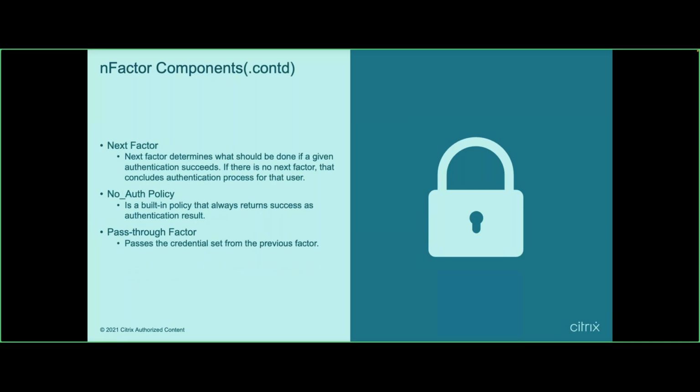So these are your next factor options: no authentication policy and pass-through. The next factor determines what should be done if authentication succeeds. If there is no next factor, that concludes the authentication process. But if there is a next factor, then it continues to the next server. No authentication policy is a built-in policy that will always return success as the authentication result. And if you have a pass-through, the credentials will pass through from your previous factor, right?